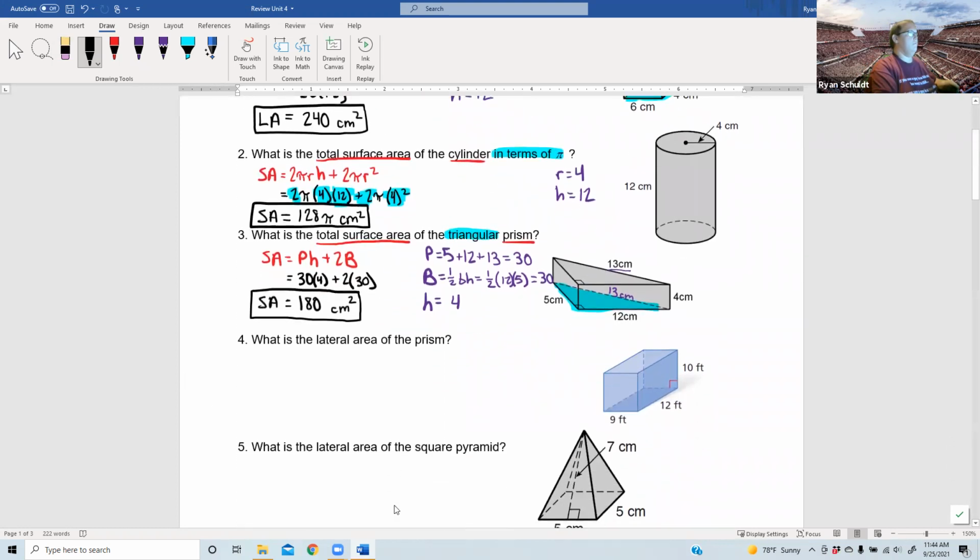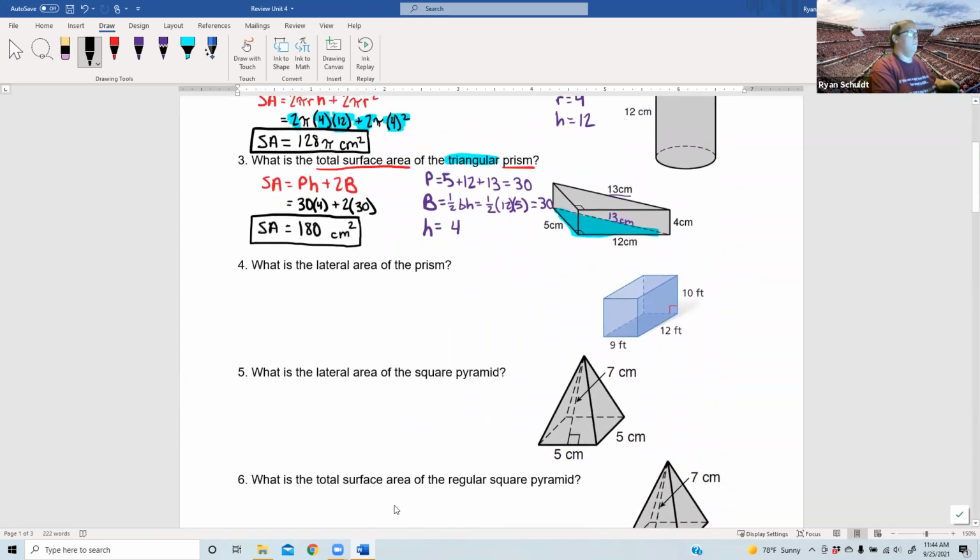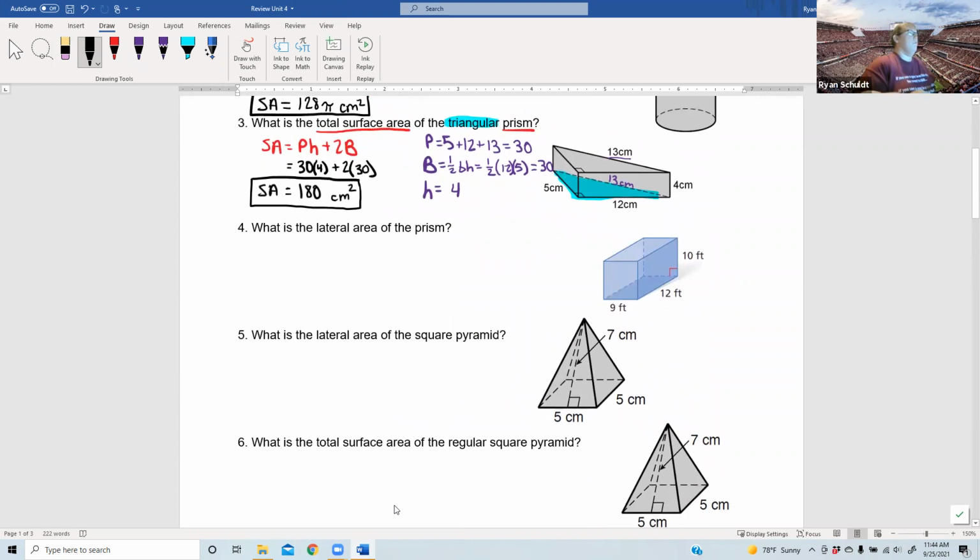Okay, moving on. Number 3, or sorry, we just did 3. Number 4, as for the lateral area of the prism. I didn't get that. Could you try again? The lateral area of the prism.